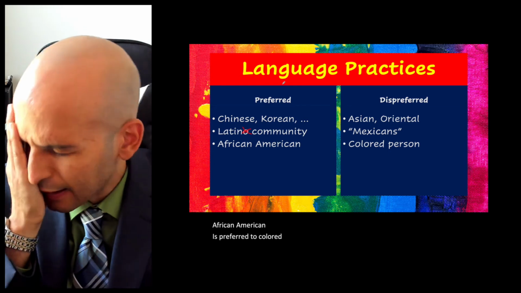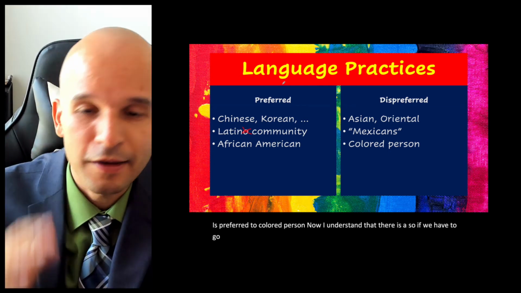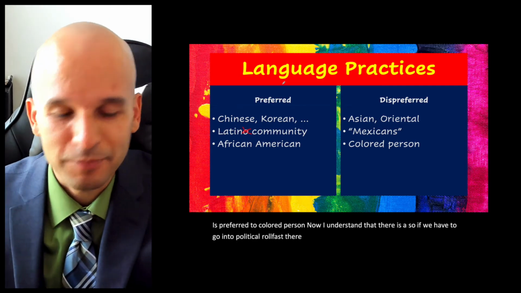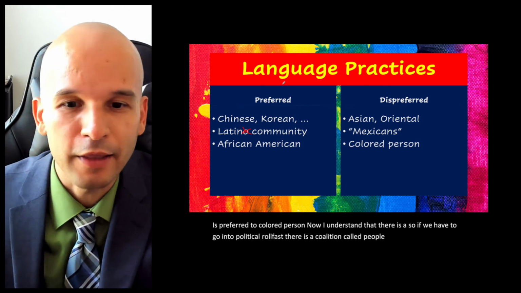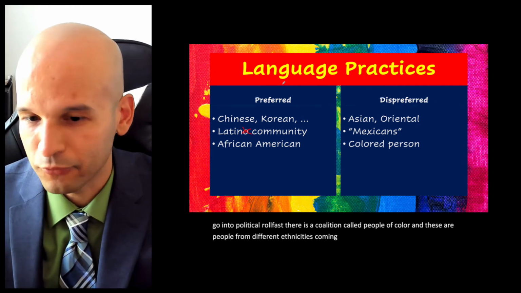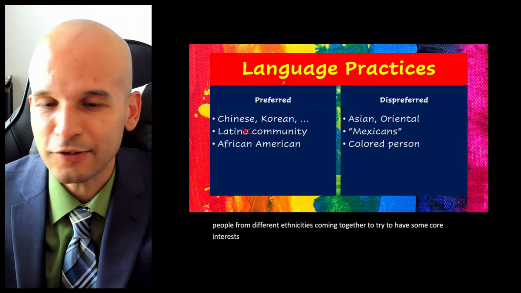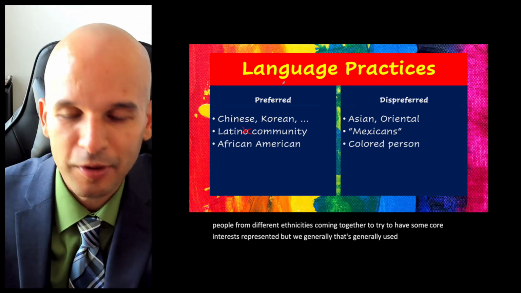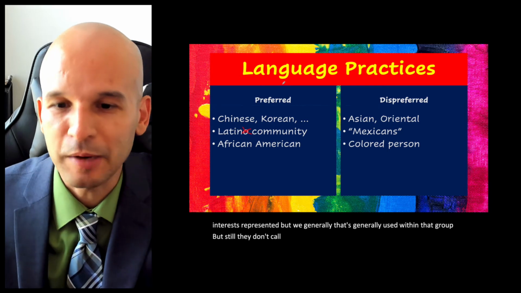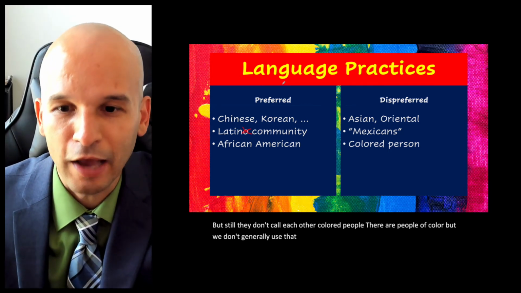Now, if we have to go into the political world real fast, there is a coalition called people of color, and these are people from different ethnicities coming together to try to have some core interests represented. But that's generally used within that group. But still, they don't call each other colored people, they're people of color. But we don't generally use that, we don't refer to an individual as a colored person.